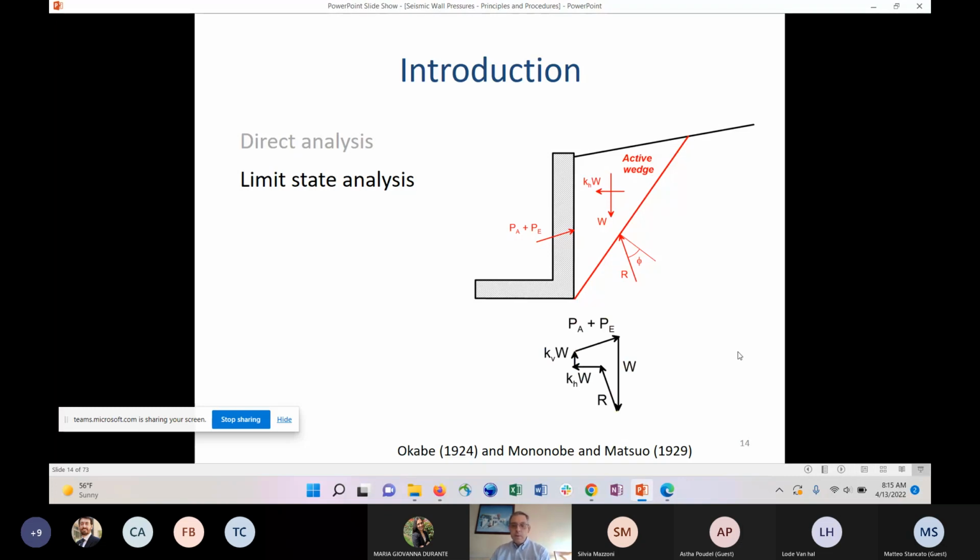So what we can see here with this simple force polygon is that when you have a seismic increment, this KHW, and there can be a vertical as well, it's making this vector longer. So there is an increase in the wall pressure as a result of the earthquake with these procedures. And this kind of concept has been with us for nearly 100 years now through the pioneering work of Okabe and Mononobe and Matsuo.